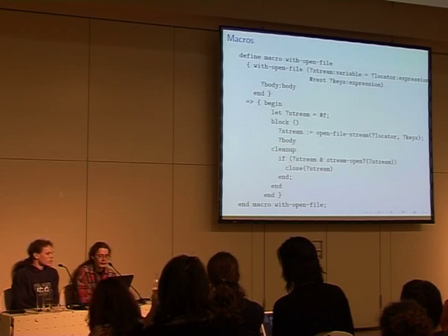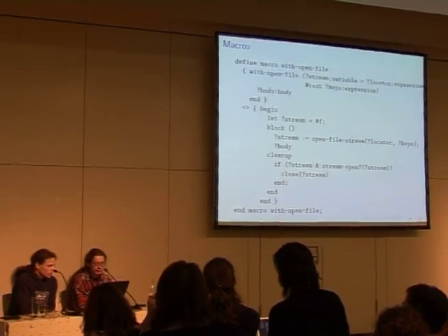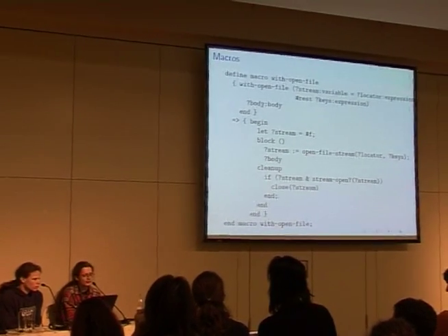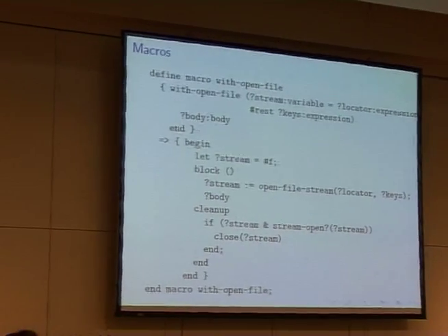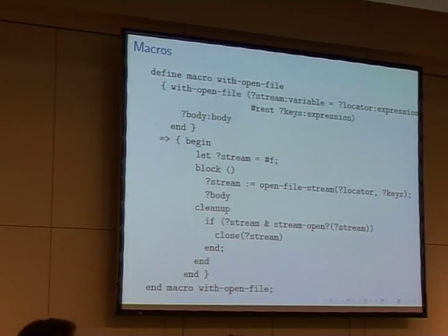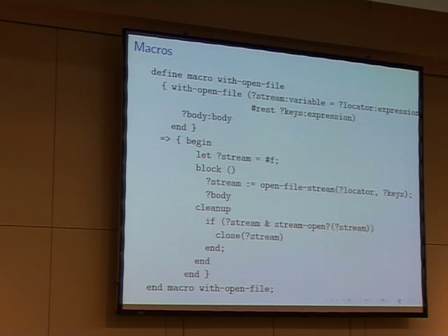Okay, macros. I don't think I go into detail and explain everything you see there, but if you look at it, the general structure is that you have a pattern, which is in the upper part of the macro, and a replacement for the pattern in the lower part. And the stuff starting with question marks are pattern variables. So with open file is something you write literally in your code.